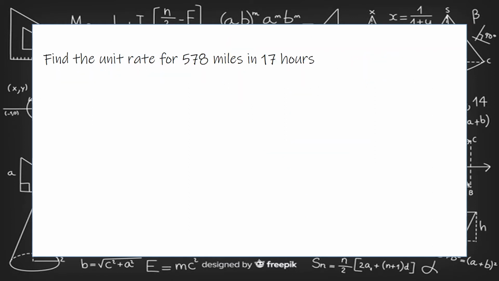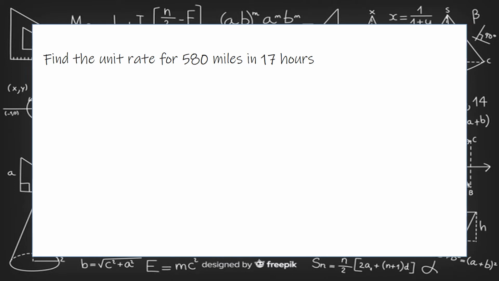Find the unit rate for 578 miles in 17 hours. So we're going to do miles per hour. On this one, we have 578 miles in 17 hours. So all we have to do is take your handy dandy calculator and do 578 divided by 17. It's the same as dividing the top and the bottom by 17 to find the unit rate.